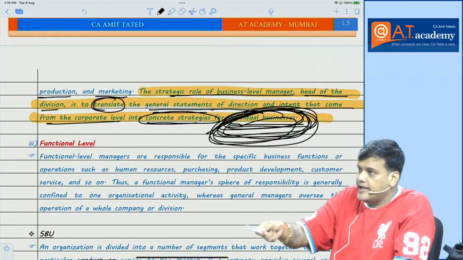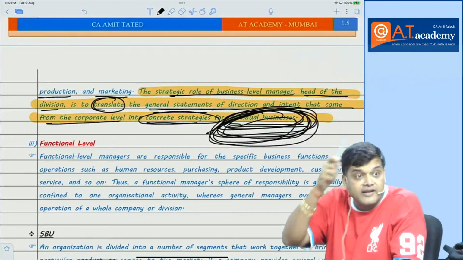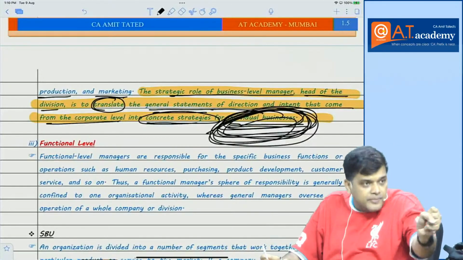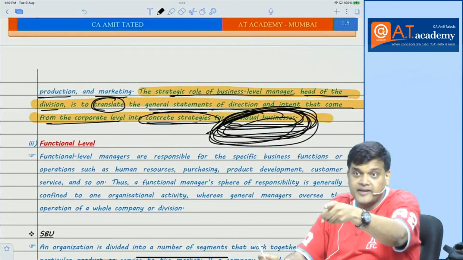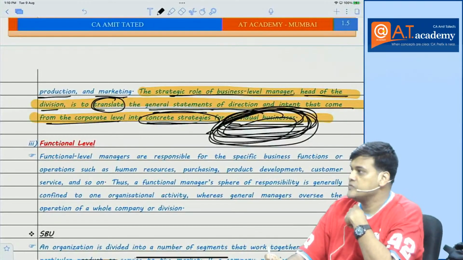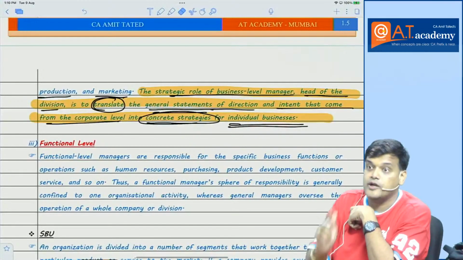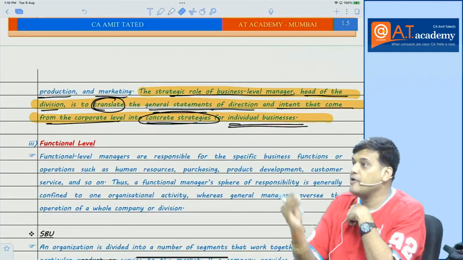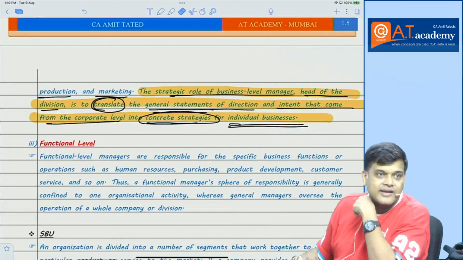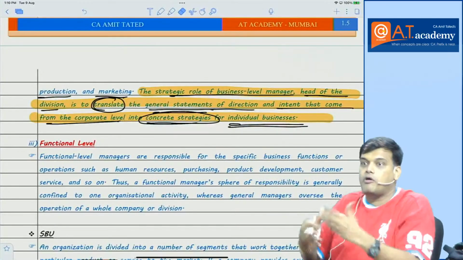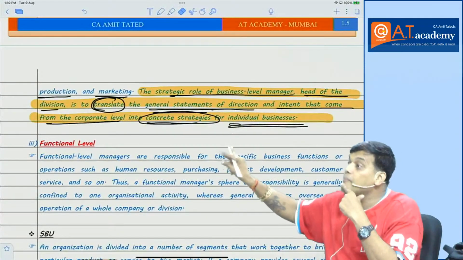Yesterday and today I explained this thing again and again. But how will you differentiate business manager and functional manager? Multiple units of business and one functional. So here what is individual? Now you say, sir, you told us individual means one. But it is individual business.